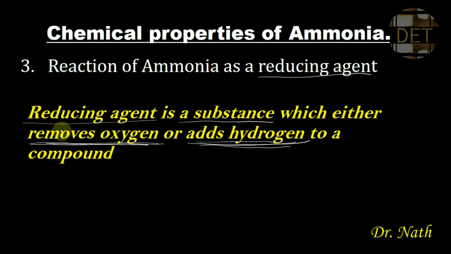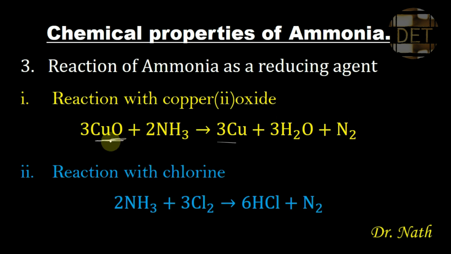And remember what we said, that a reducing agent is any substance which either removes oxygen or adds hydrogen to a compound. So in this instance now, oxygen has been removed from this copper(II) oxide by ammonia. So when ammonia reacts with copper(II) oxide, it will reduce the copper(II) oxide to copper. It is reducing it because it is removing oxygen from it.